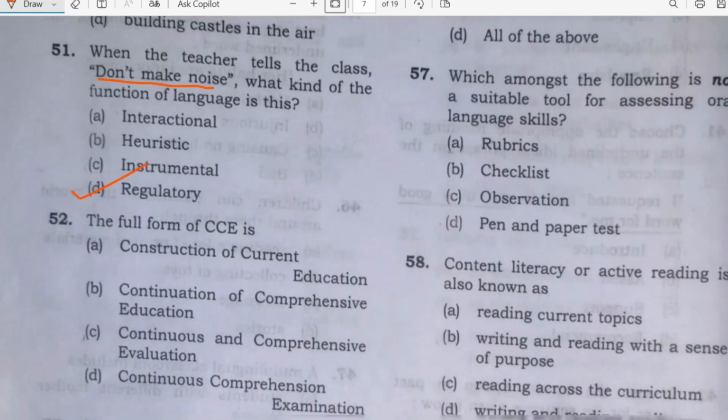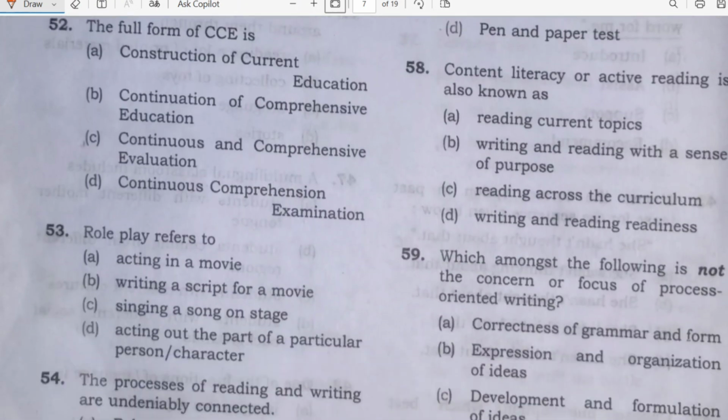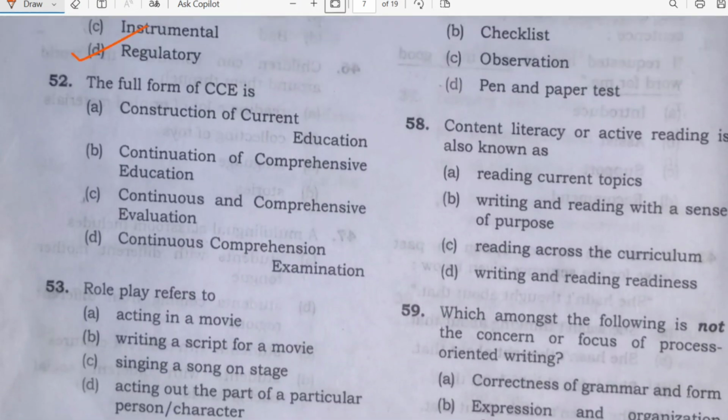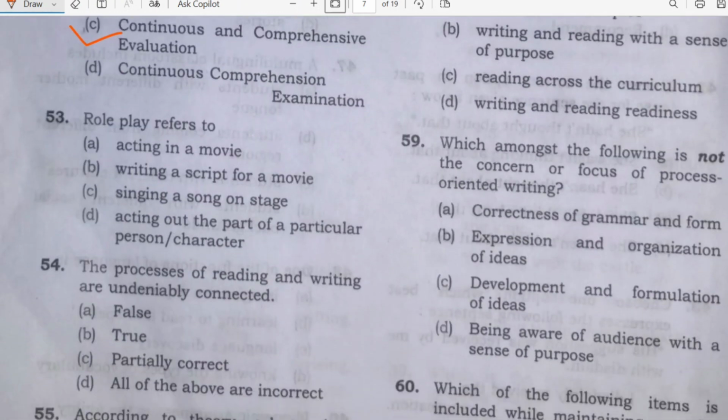Now the full form of CCE, this is very important. I already told you many times in all of my videos that you have to know the full form of CCE. So it is very simple. It is continuous and comprehensive evaluation. Option number C. Now role play refers to what?